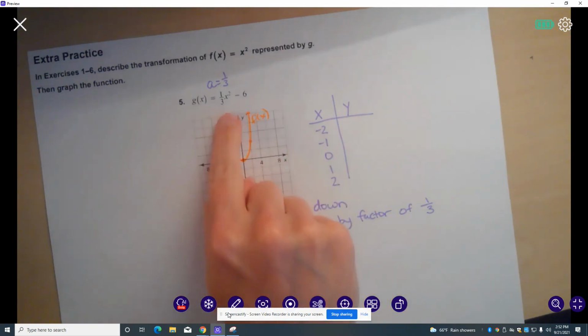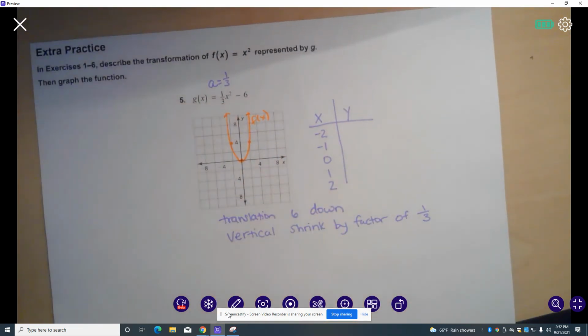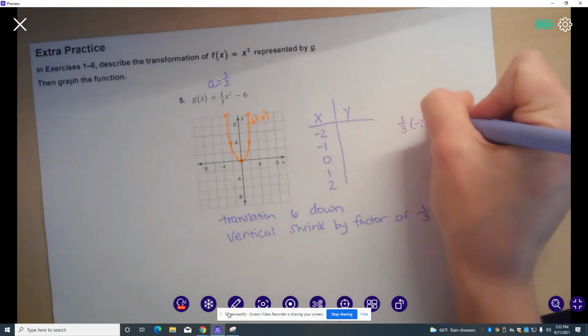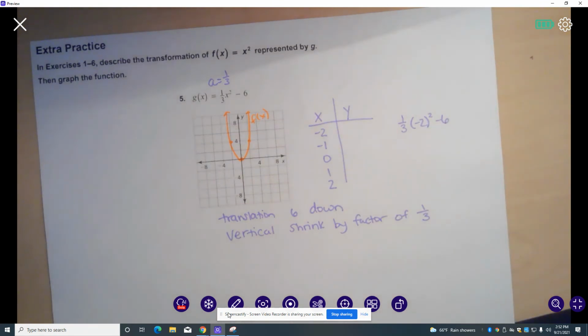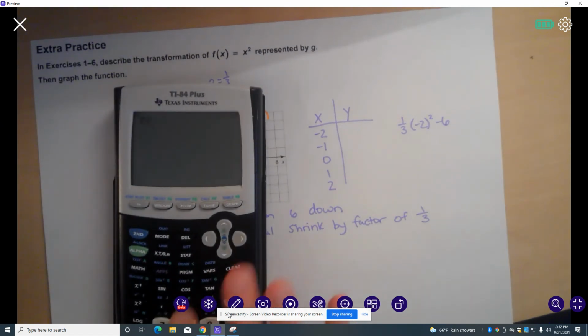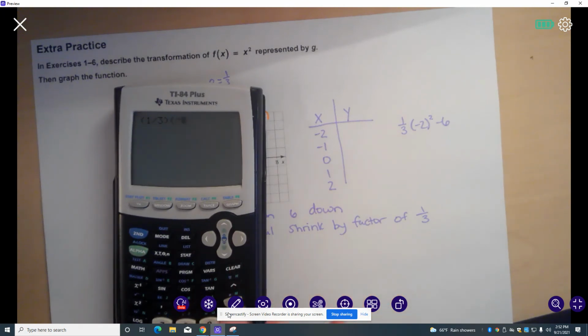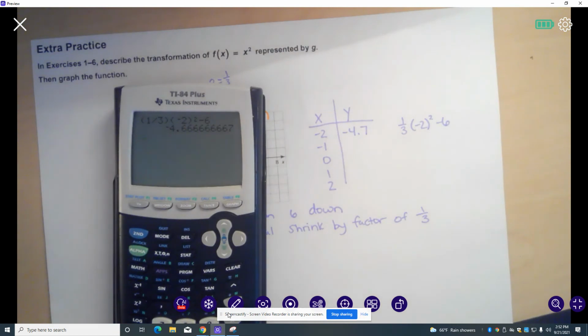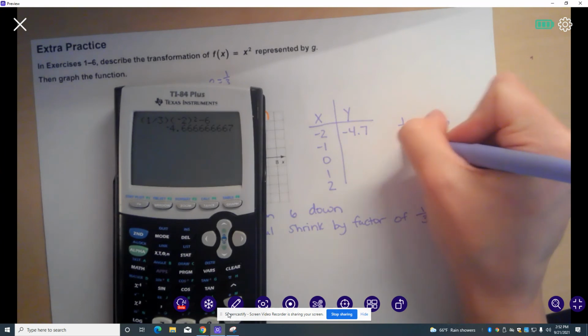I'm going to plug in -2 in for x. I'll show my work over here. Make sure you put that inside parentheses. Okay. So I'm going to do 1/3 times -2 squared minus 6. And I get a decimal, that's okay. I'm going to get -4.7 about.